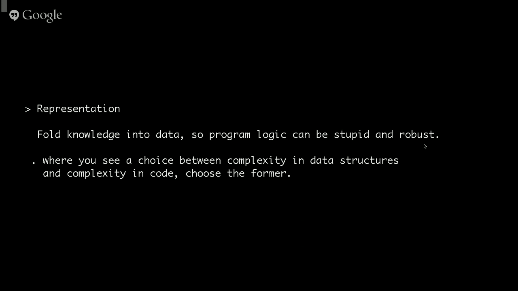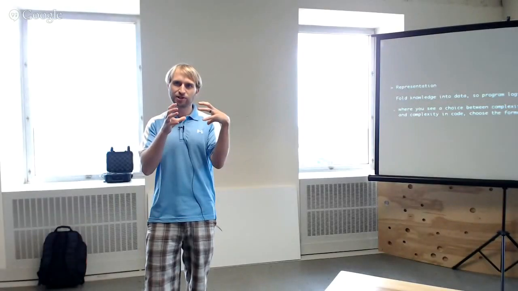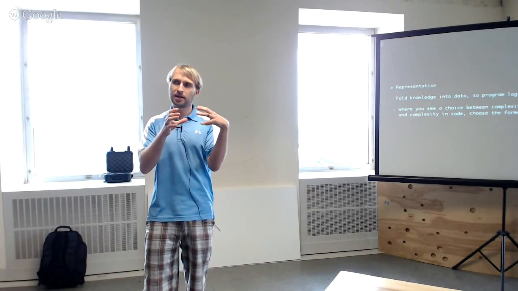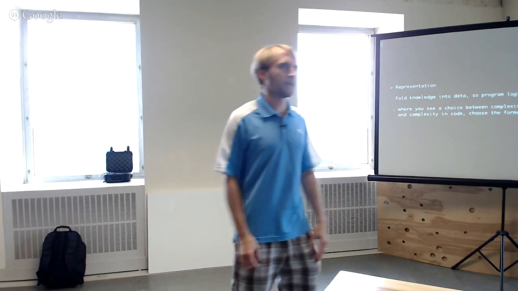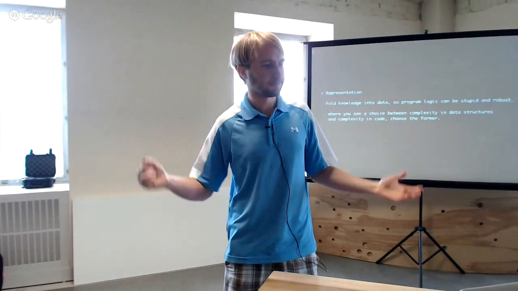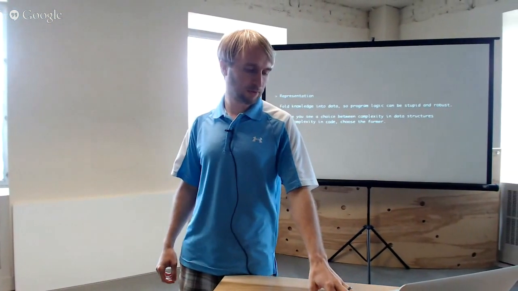So, next point, representation. This one's kind of interesting. He said you should fold knowledge into your data so your program logic can be stupid and robust. And so we have complexity we have to deal with. Our programs have to deal with complexity. But as much as you can, if you can push that into your data and then deal with that with simpler logic, lots of times it's a guideline that can work to give us simpler programs.